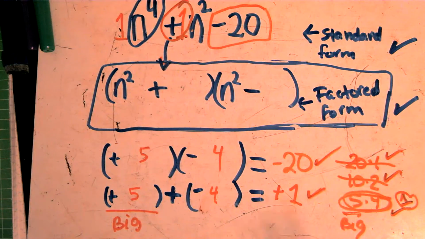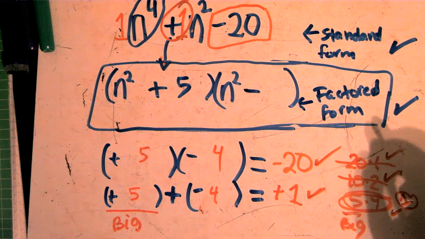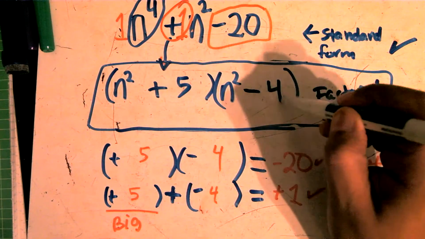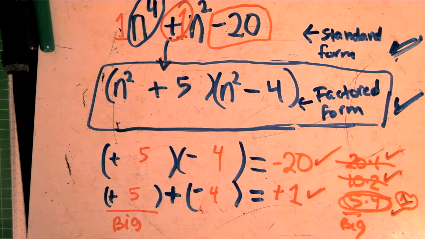So my final answer is n squared plus 5. That's the number we put in there. Times n squared minus 4. Just the number we put there. That's an equivalent expression to the original expression.